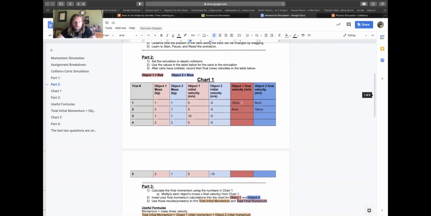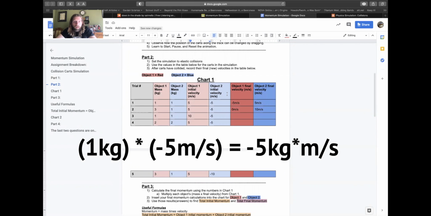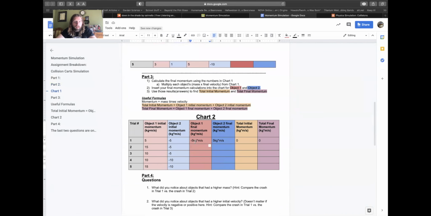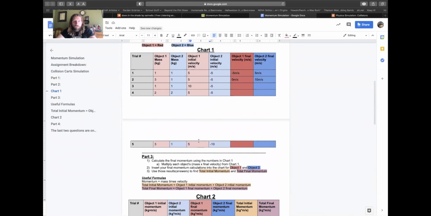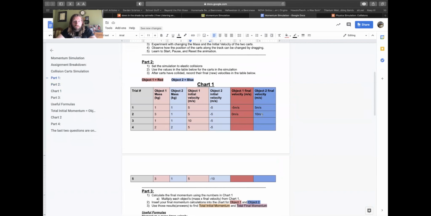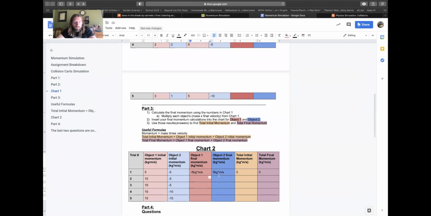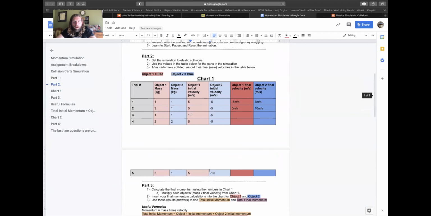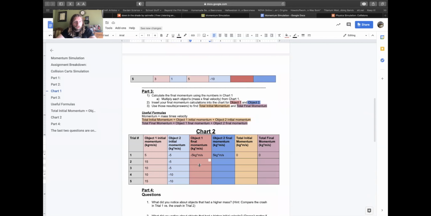So in this instance, it was 1 times the final velocity -5, and that gave me -5 kilogram meters per second. For the final momentum for object 2, I would take my final velocity here and multiply it by my mass, and that would give me my final momentum. Now it was 1 times 5 and 1 times -5, so that was easy. Let's do the other one.